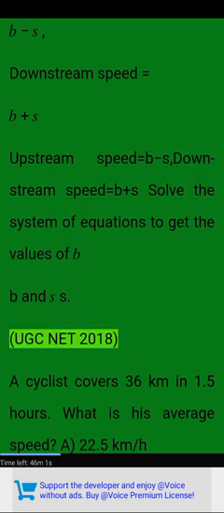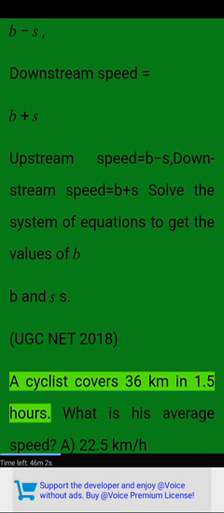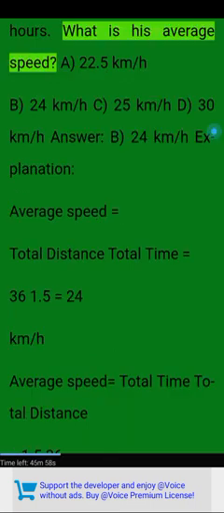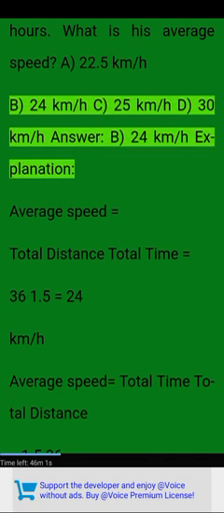UGC NET 2018. A cyclist covers 36 kilometers in 1.5 hours. What is his average speed? A. 22.5 kilometers per hour. B. 24 kilometers per hour. C. 25 kilometers per hour. D. 30 kilometers per hour. Answer. B. 24 kilometers per hour.